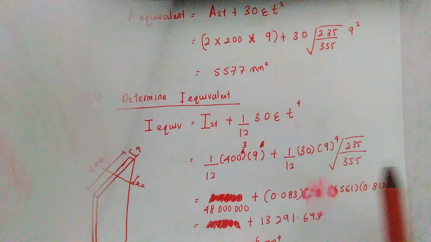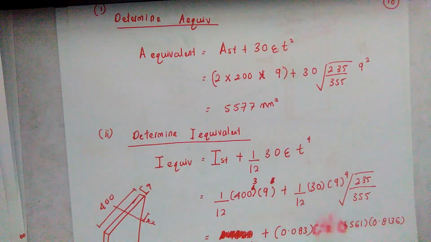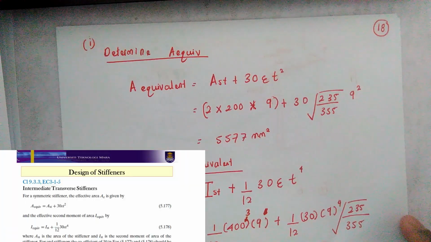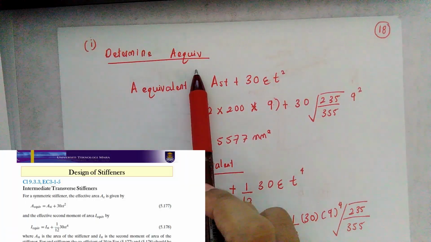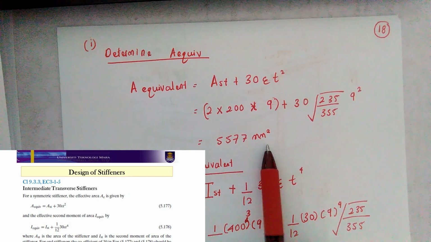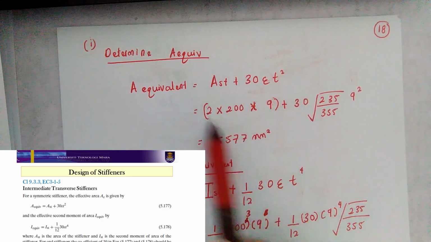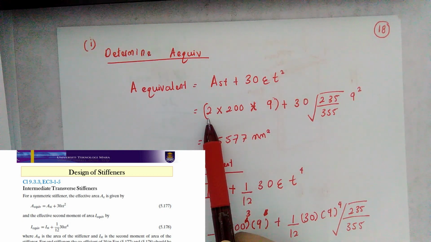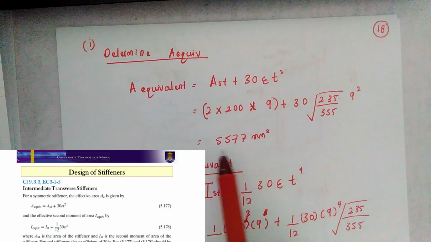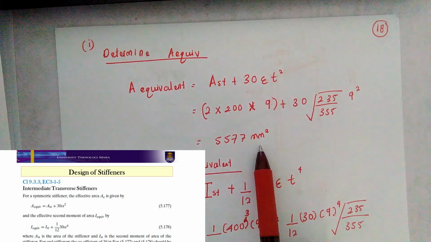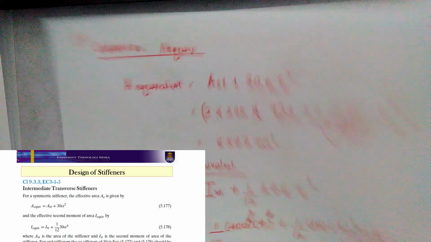To do that, we need to determine all the parameters. Here we determine the A equivalent. This is the area of the stiffener, and the factor 2 is there because we have two sides of the stiffener as proposed earlier. We get our A equivalent equals 5577 millimeter squared.